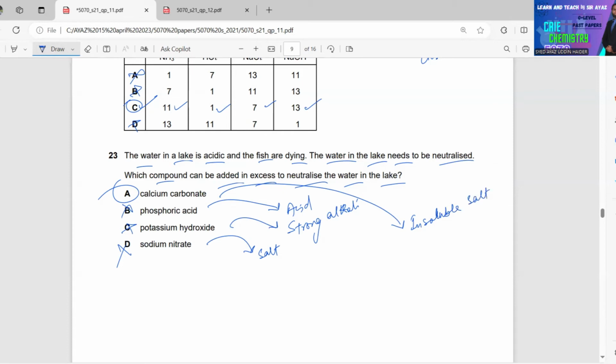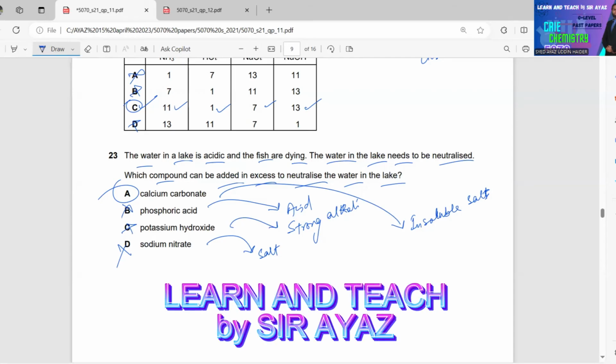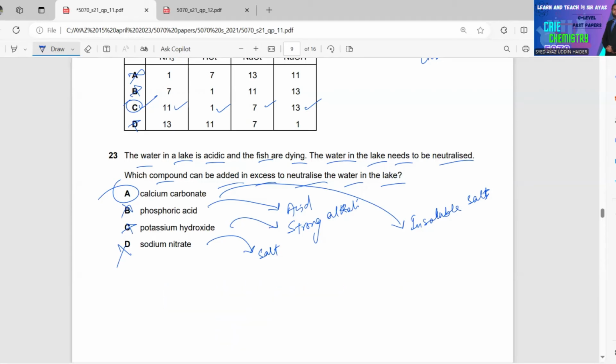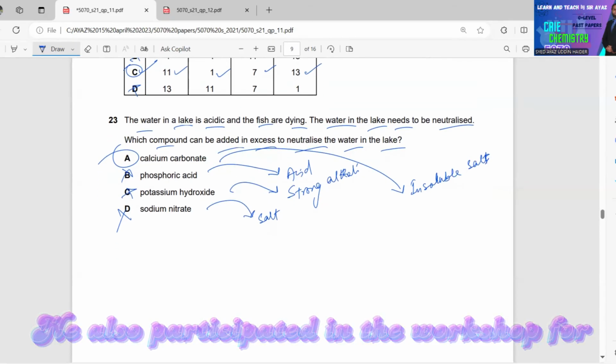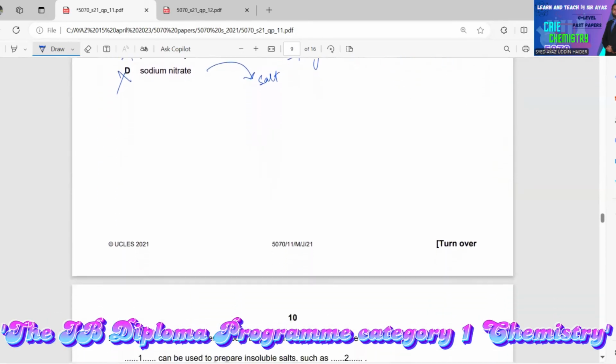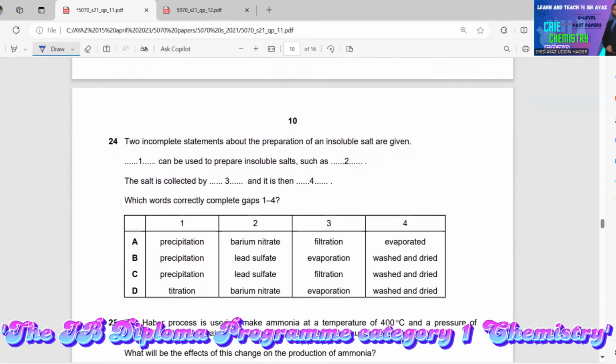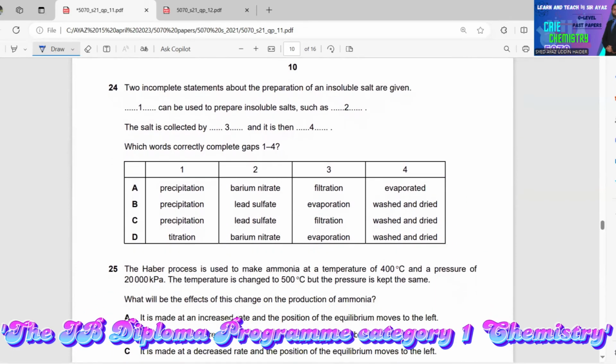So the acid will react only to get neutralized. Calcium carbonate will not dissolve. It will only react with acid to neutralize it. So in the end, we'll be left with excess of calcium carbonate, which does not have any effect on the acidic nature. I mean, it will not increase the acidic nature of the lake.